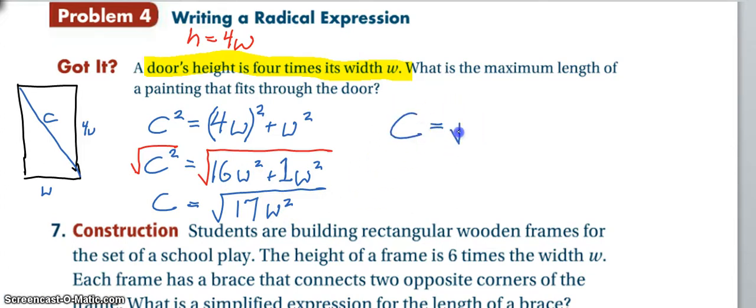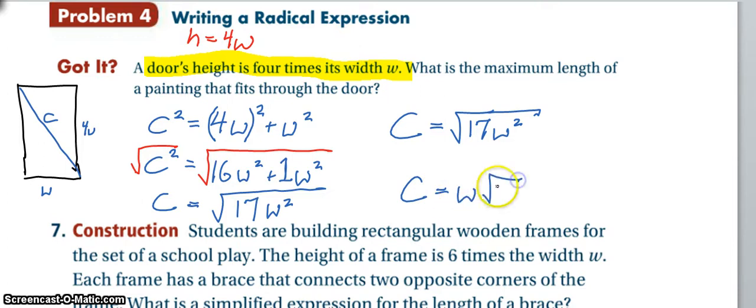So what we get is that c is equal, and I'm just going to rewrite the same thing over here for a moment. C is equal to radical 17w squared. And when I take the square root of what I can, I just get w times the radical of 17.